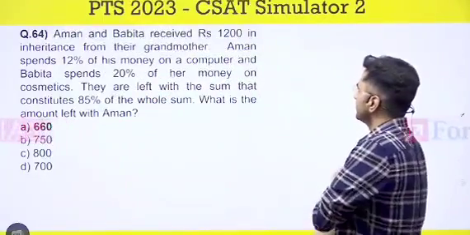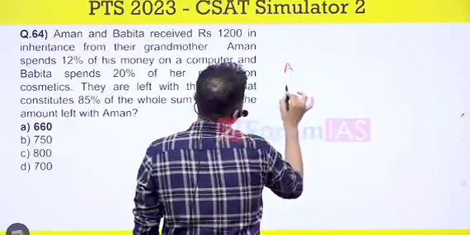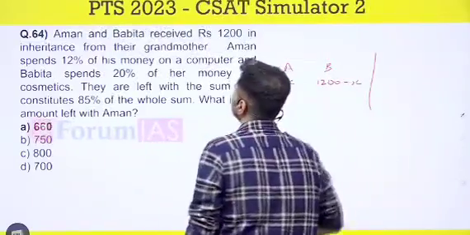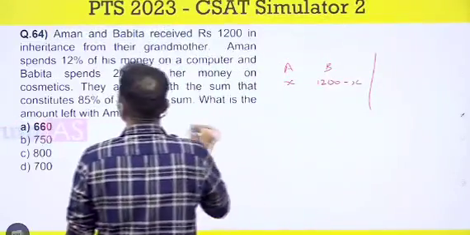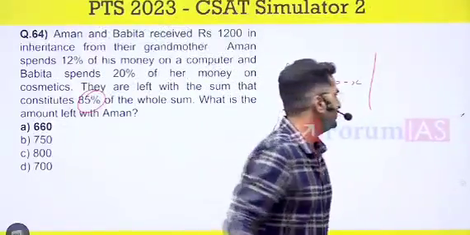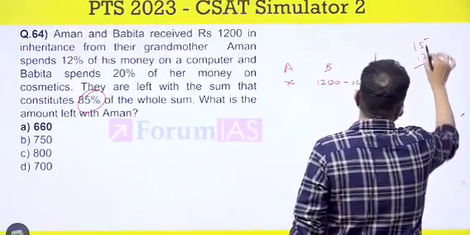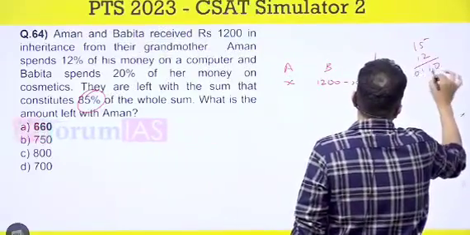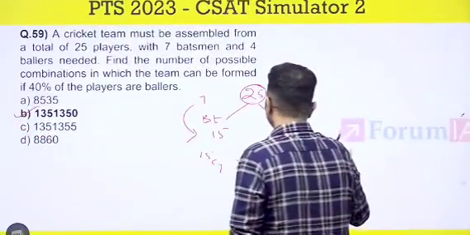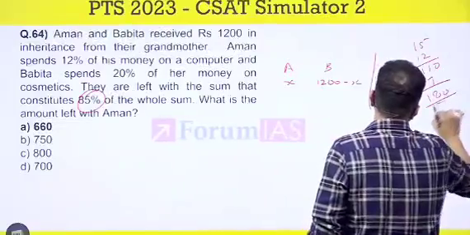Then Aman and Babita, good question, received 1200 in inheritance. So let Aman's share be X. Babita's share becomes 1200 minus X. They spent 85%. Sorry, 85% is remaining. So they spent 15%. What is 15% of 1200? It is 180. So they have spent 180 in total.